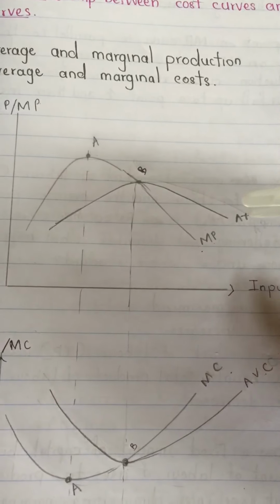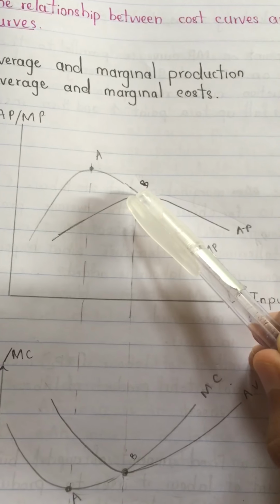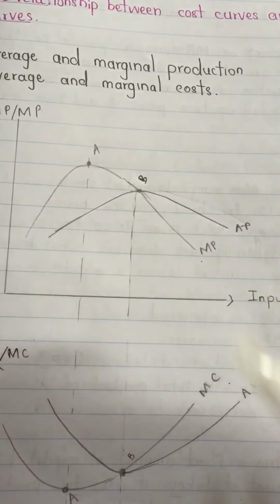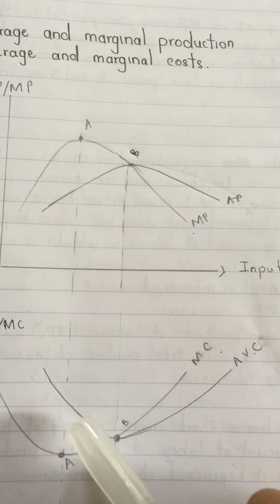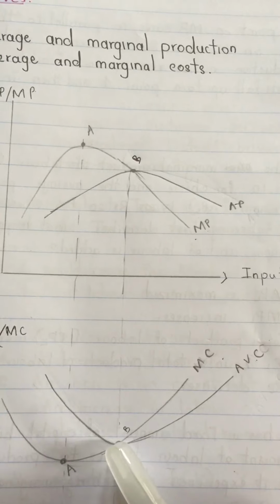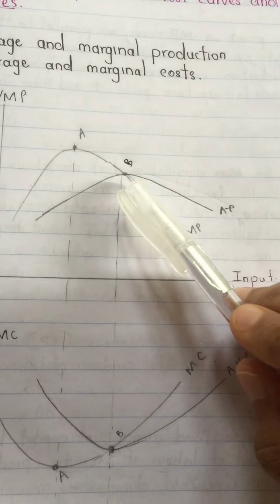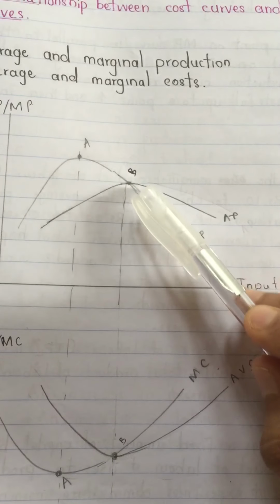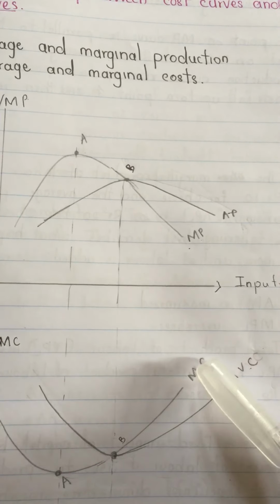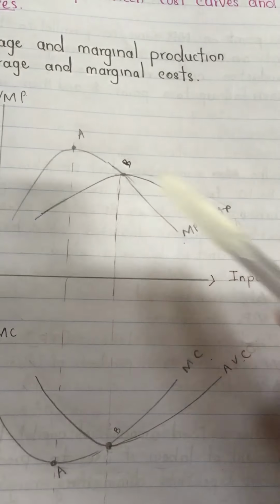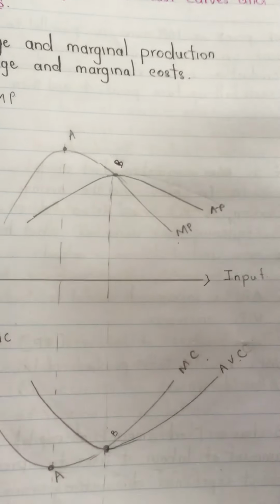And then if you take average product from here to B, your average product is still rising. Also your average variable cost is still continuing to fall at this point. Then if you take the next level after B, marginal product is falling and marginal cost is rising. Also average product is starting to decrease and average variable cost is rising.